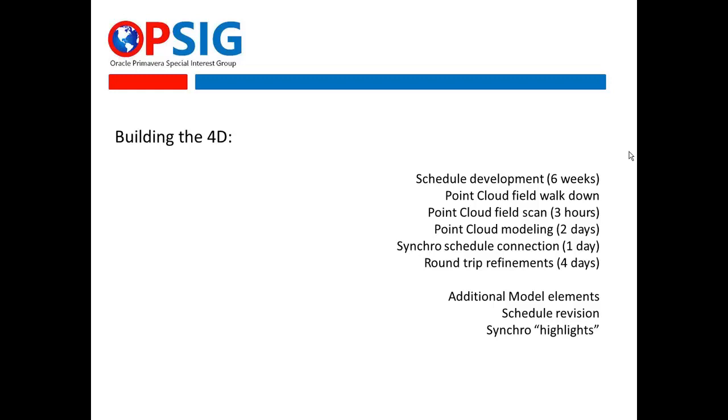Now, once that was done, we came back and we would add additional model elements. We would continue to do schedule revision, and that was very easy. You'd modify the Synchro schedule. You can either use the API, or in our case, we're using an XCR file to bring a new updated schedule into the tool. And then we created some highlighting of certain areas in Synchro. So that was the process to build this, to get this out of the gate.